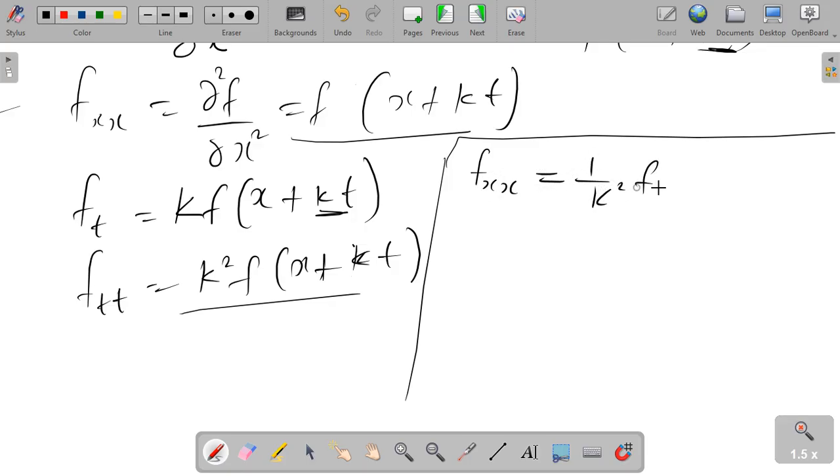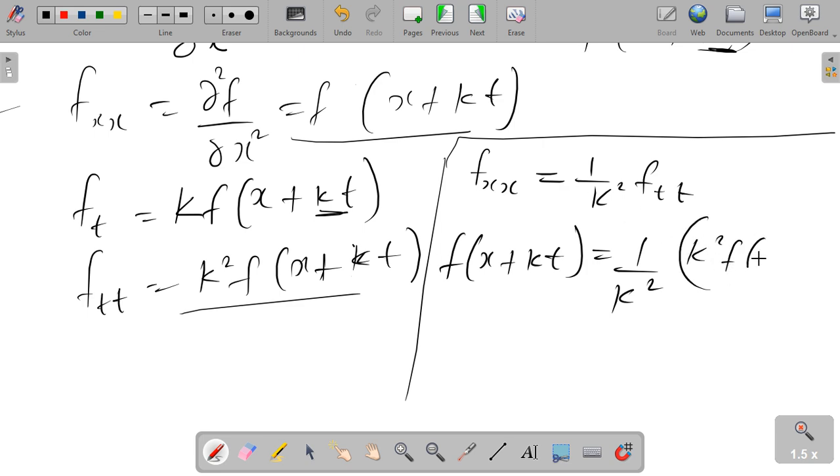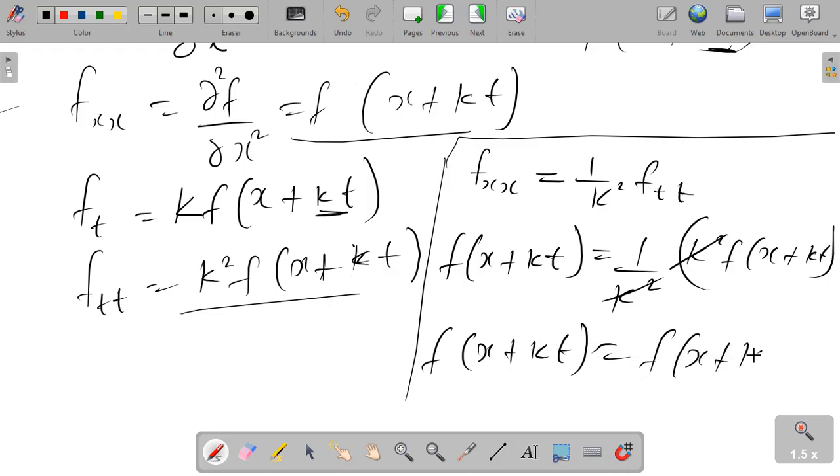So f xx is this one. So we have f of x plus kt is equal to 1 over k squared. This one we have as k squared f of x plus kt. So see that this is taking care of this. We are having that f of x plus kt is equal to f of x plus kt. So proved. We now move to the next page.